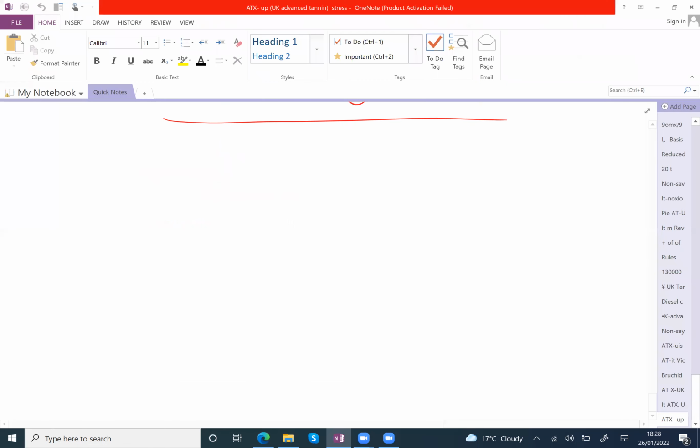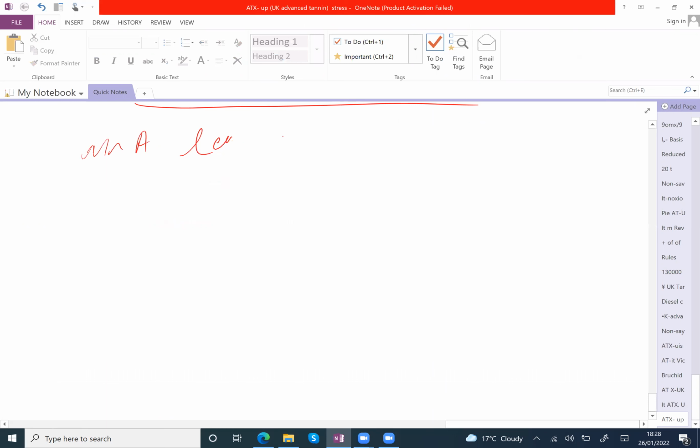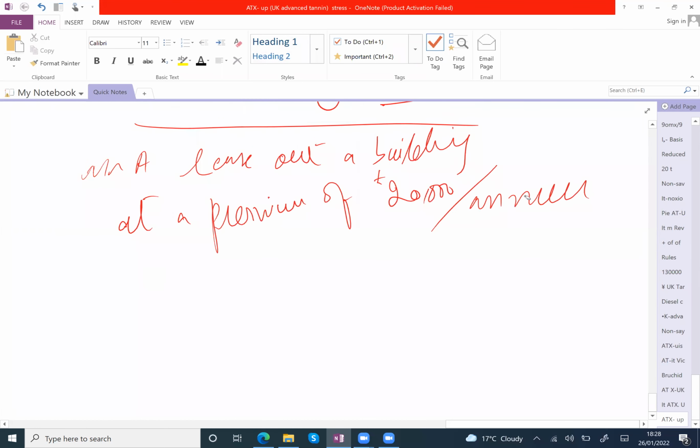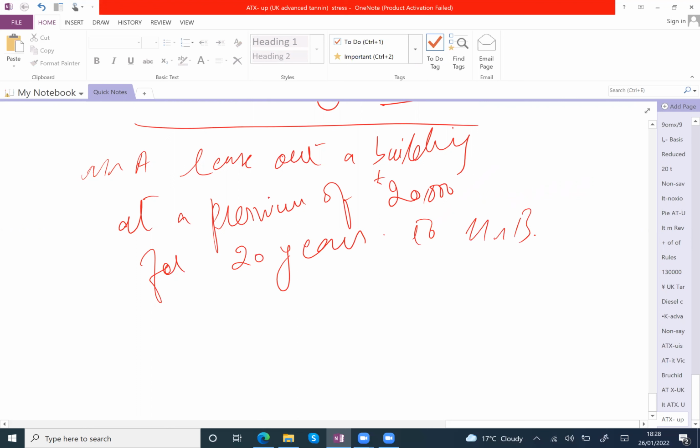Now please write down a question. Mr. A lease out a building at a premium of £20,000 for 20 years to Mr. B. Now the requirement is calculate taxable premium for Mr. A.